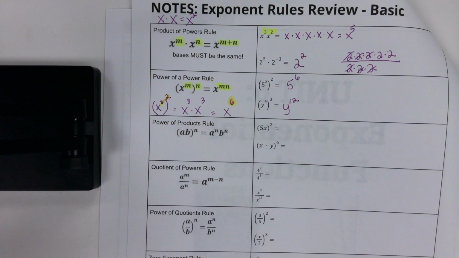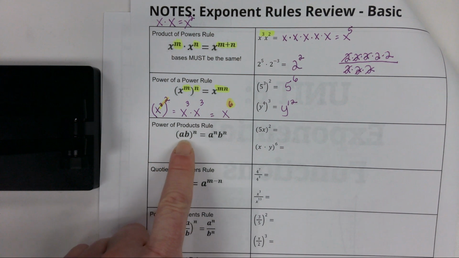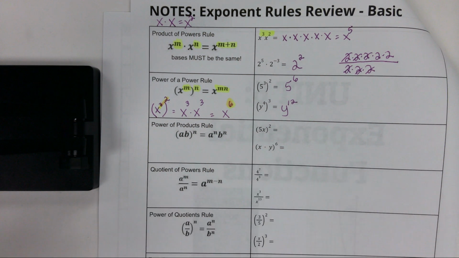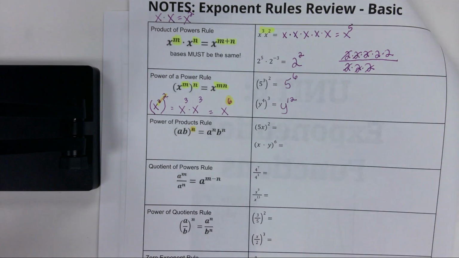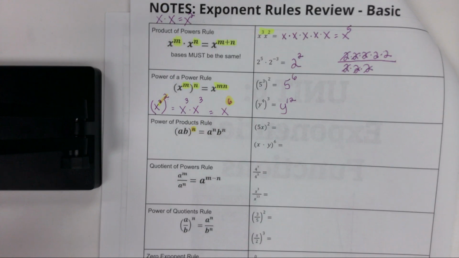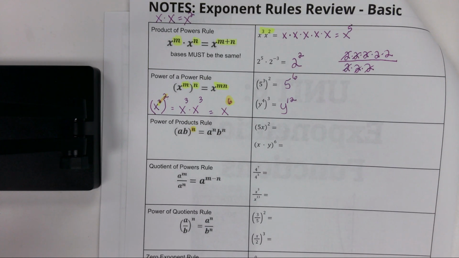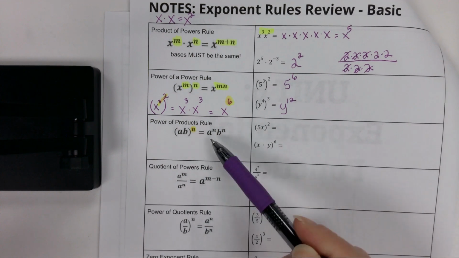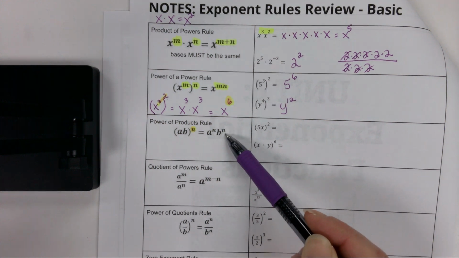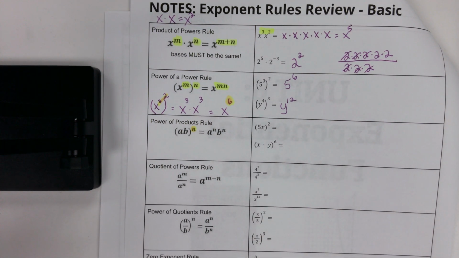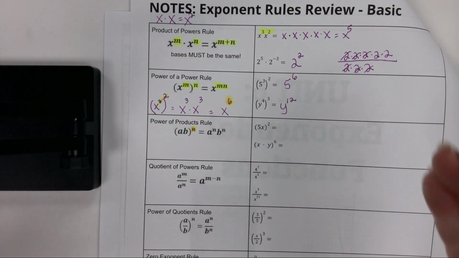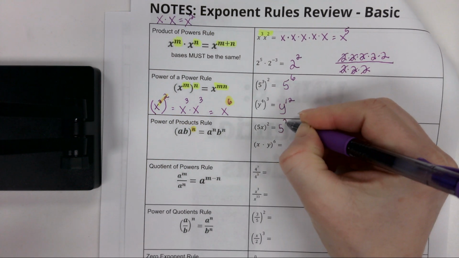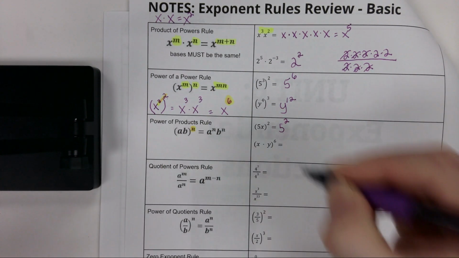So, parentheses. What if you have something in parentheses and it's a product, meaning they're multiplied together and they're raised to a power? You have to raise each thing in the product, and there can be more than 2, to that exponent. So this is a to the nth, b to the nth power. So an example of that is I have 5x squared. I have to raise 5 to the second power and x to the second power.